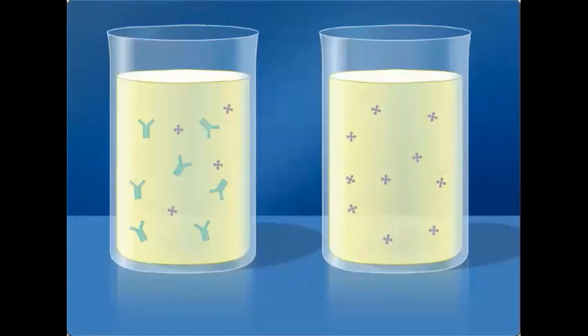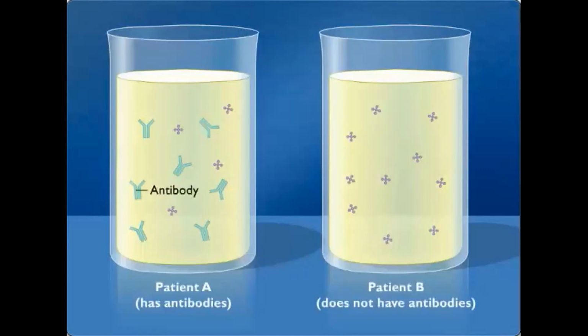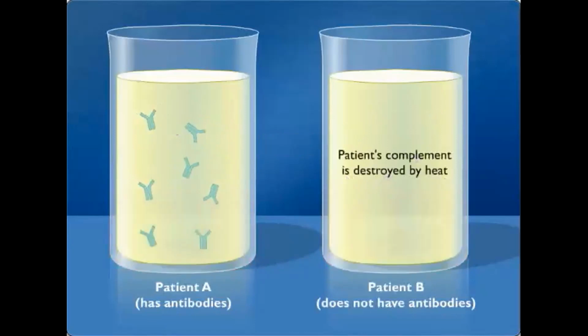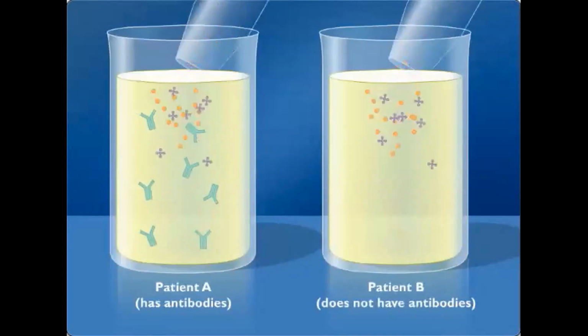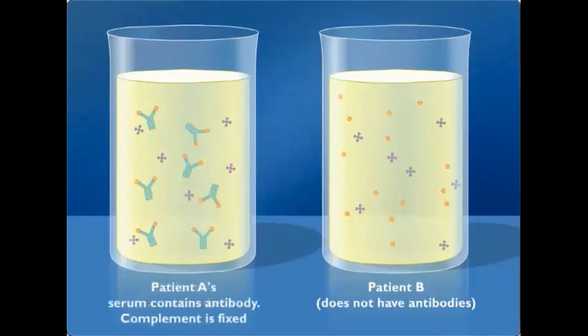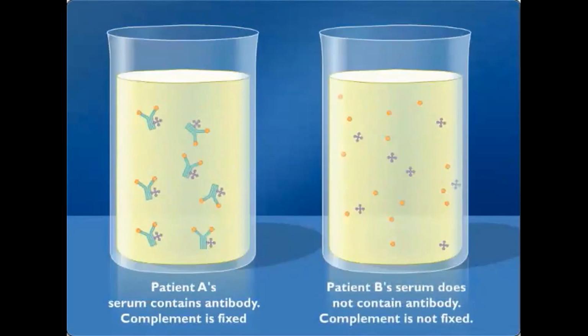The complement fixation test is used to test for the presence of specific antibodies in a patient's serum. Patients differ in the amount of complement in their serum. To standardize the complement fixation test, the first step is to heat the serum to destroy the patient's complement. A measured amount of complement and antigen are then added to the serum. In patient A's serum, the complement is fixed by reaction with the antigen-antibody complexes. In patient B's serum, there are no antibodies to complex with antigen, and the complement remains free.